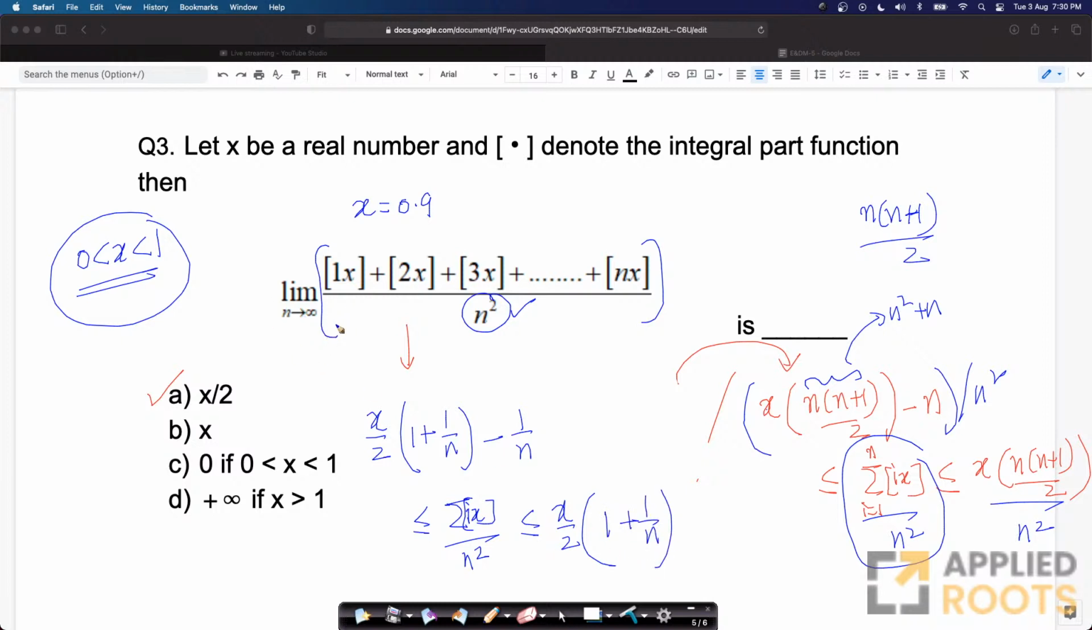Now as n tends to infinity, this 1 by n will become 0, this will become 0, this will become 0. So what are you left with? As n tends to infinity, this whole thing is lower bounded by x by 2. It is also upper bounded by x by 2. Look at this: it is lower bounded by x by 2 and also upper bounded by x by 2, which means it has to be equal to x by 2. That's how I arrived at A as the answer, and this is true irrespective of what the value of x is. Did I make a mistake here? Just to be clear.